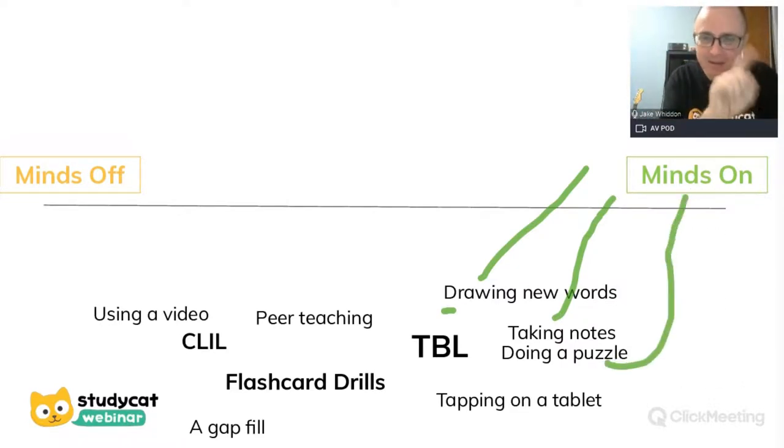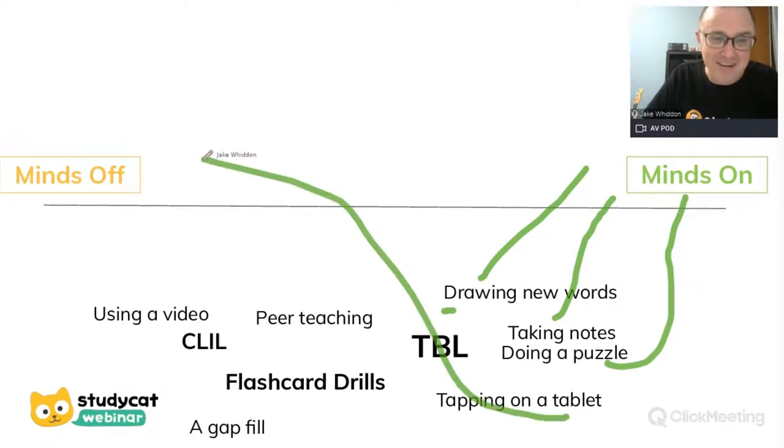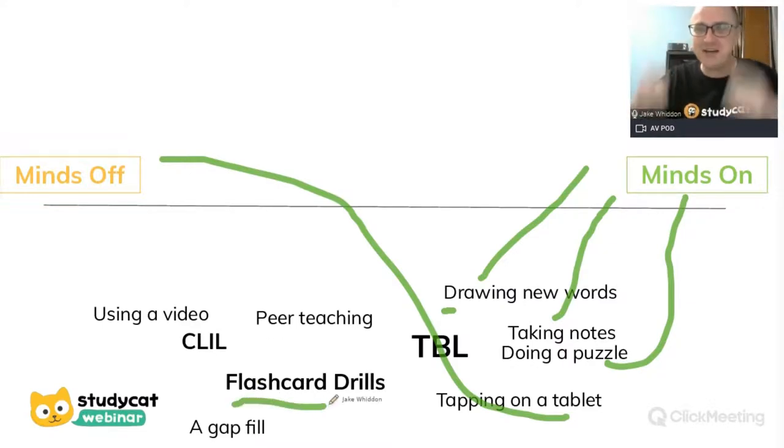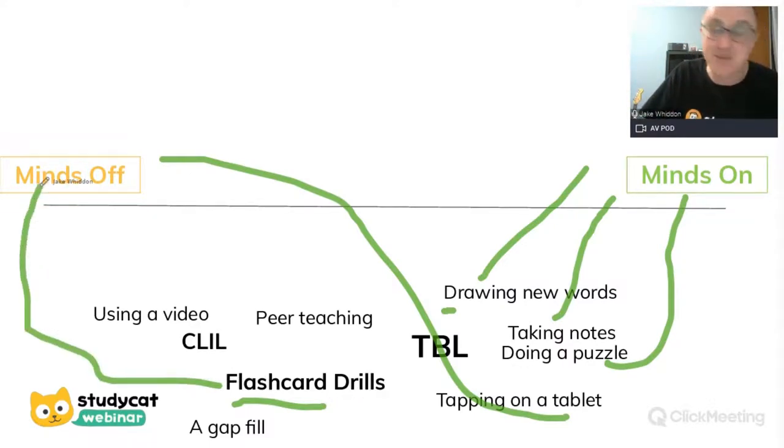Tapping on a tablet, tap, tap, tap. Yeah, it's pretty off, right? Not much is happening when you're tapping. You're not doing anything. Flashcard drills, when you're holding up flashcards and getting kids just to say the words. Yeah, not much happening there, right? It's just repeat. I don't have to do much. I just look at it. Apple, apple, apple. It's an apple.